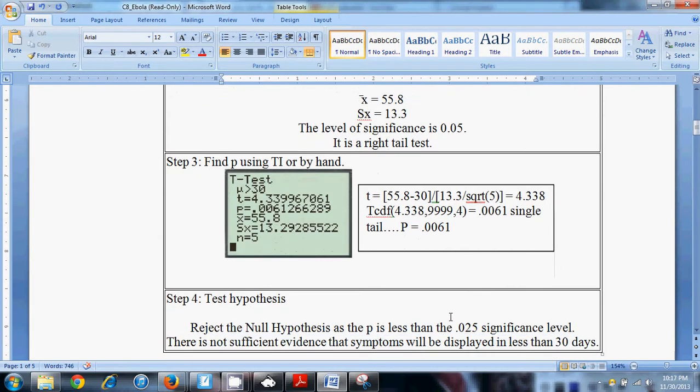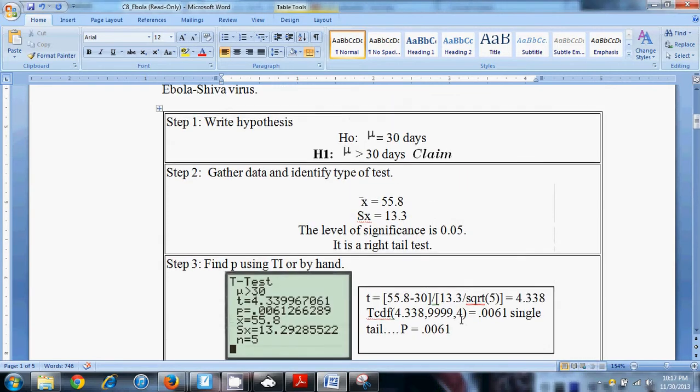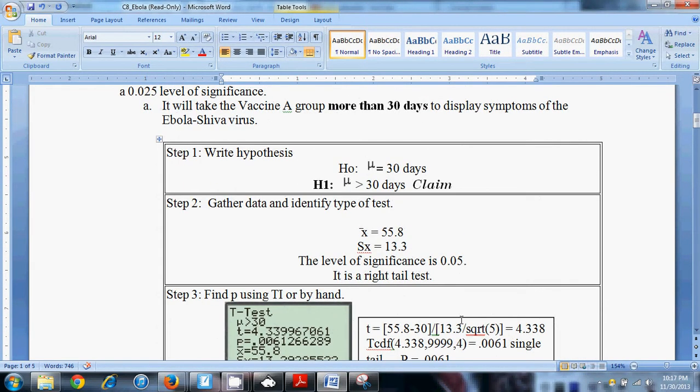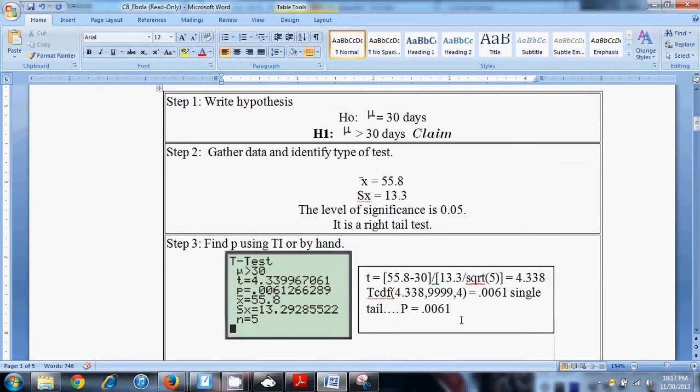And so I take my p-value, 0.006 is less than 0.025. So therefore I reject the null. There is not sufficient evidence to warrant the rejection of the claim that it will take less than 30 days. Basically, I was right. It's going to take more than 30 days because I gave them that vaccine to slow it down. So your A's for your next 2 sections will be doing that.